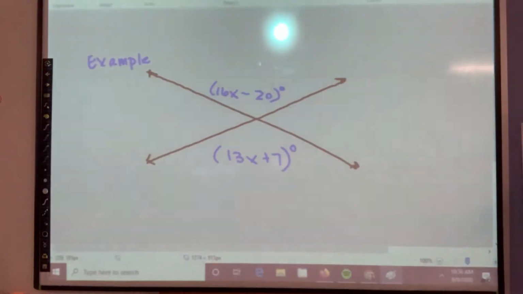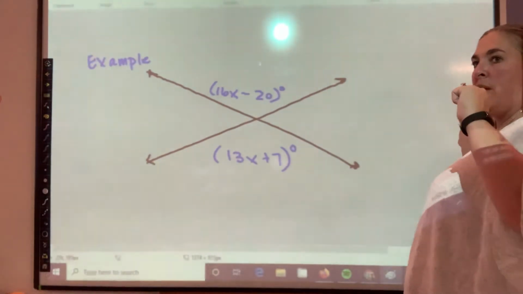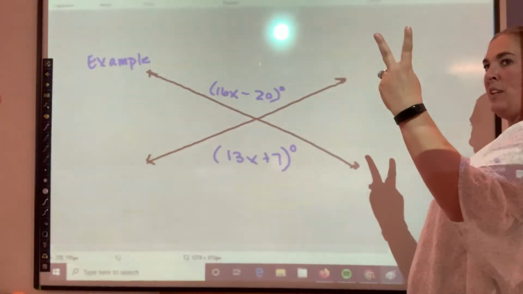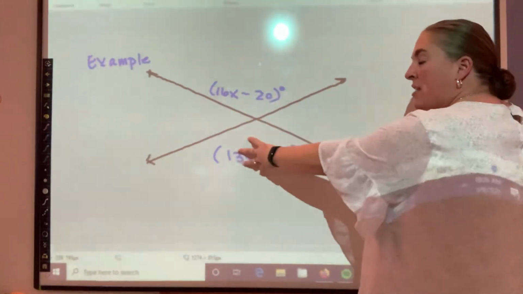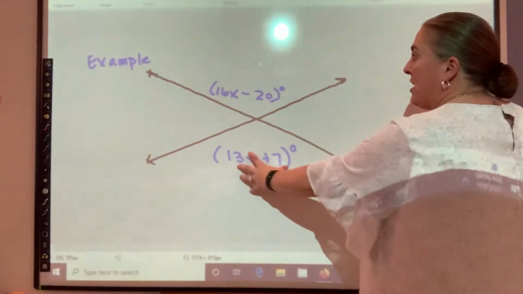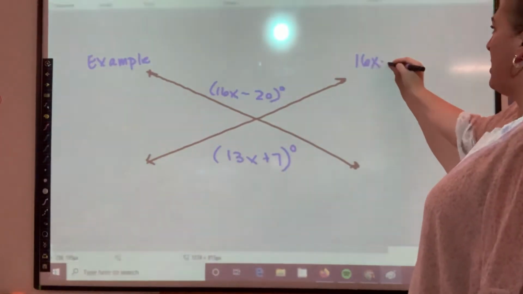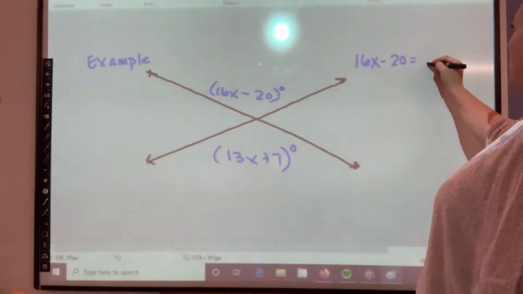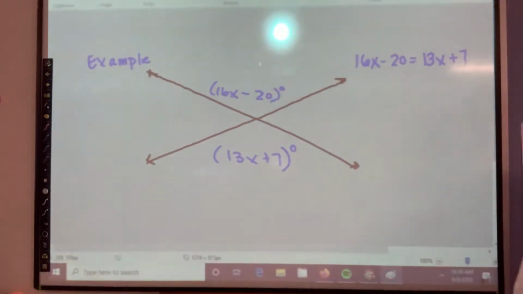What are we trying to find? Why are we going to set them equal to each other? What kind of angles are they? Yes. These are vertical angles, and we already discovered that those are congruent, so we can set these equal to each other and solve. So we can say 16x minus 20 equals 13x plus 7. So now all you got to do is your algebra.